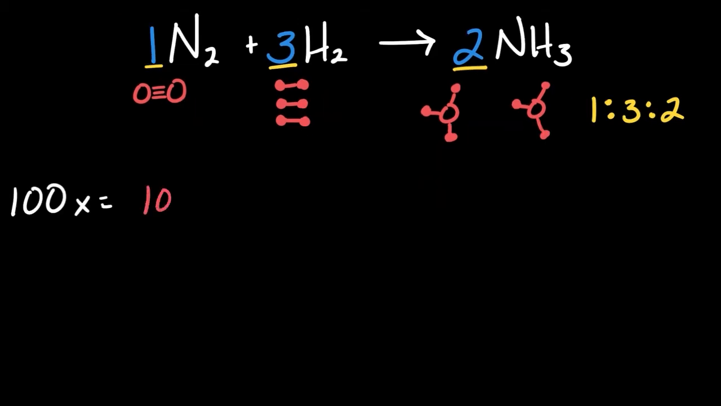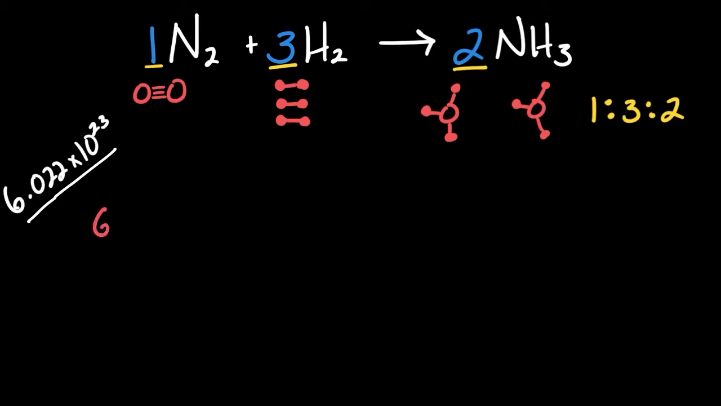Well, what if this reaction happened 100 times? Well, that means that we would have 100 N2s reacting with 300 H2s, giving us 200 NH3s. And again, that ratio, 100 to 300 to 200, would reduce to 1 to 3 to 2. What about an even bigger number? How about 6.022 times 10 to the 23rd reactions? Well, we would have 6.022 times 10 to the 23rd N2s reacting with 3 times that, which is 1.8 times 10 to the 24 H2s, to give us 2 times that, which is 1.2 times 10 to the 24 NH3s. And again, if we think about the ratio, 6.022 times 10 to the 23rd to 1.8 to 1.2, it'll reduce to 1 to 3 to 2.